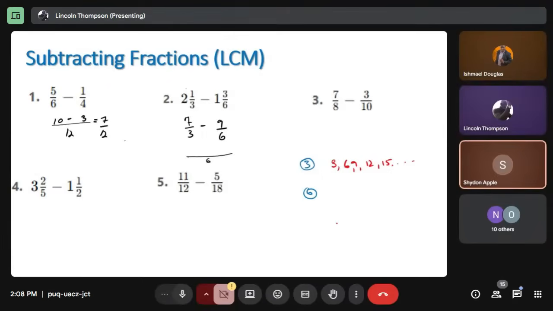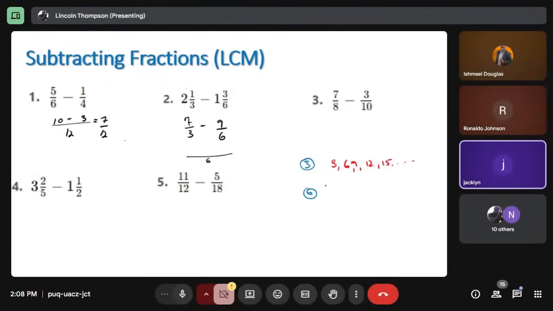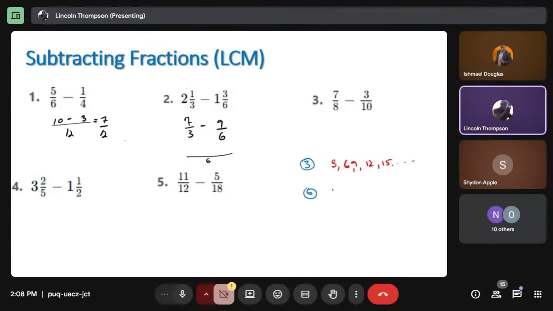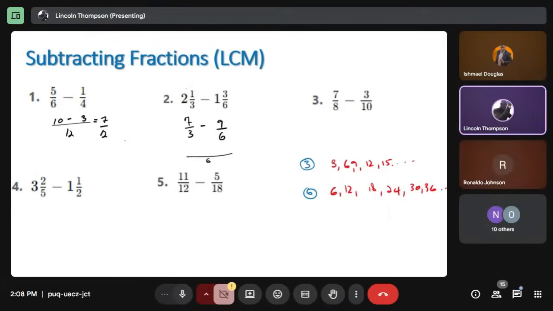What about 6? 6, 12, 18. Perfect. 24. Go again? 30. 36 after 30. Yeah. So now those are the first couple of multiples.